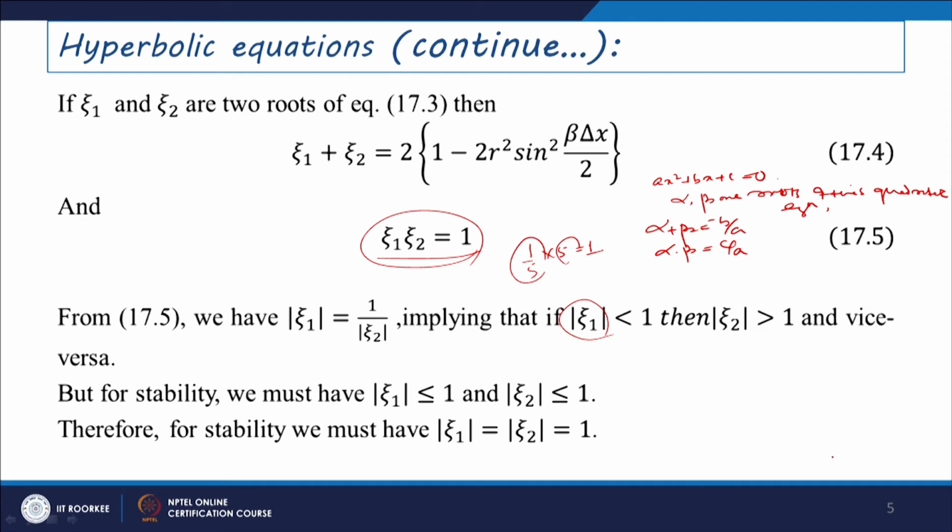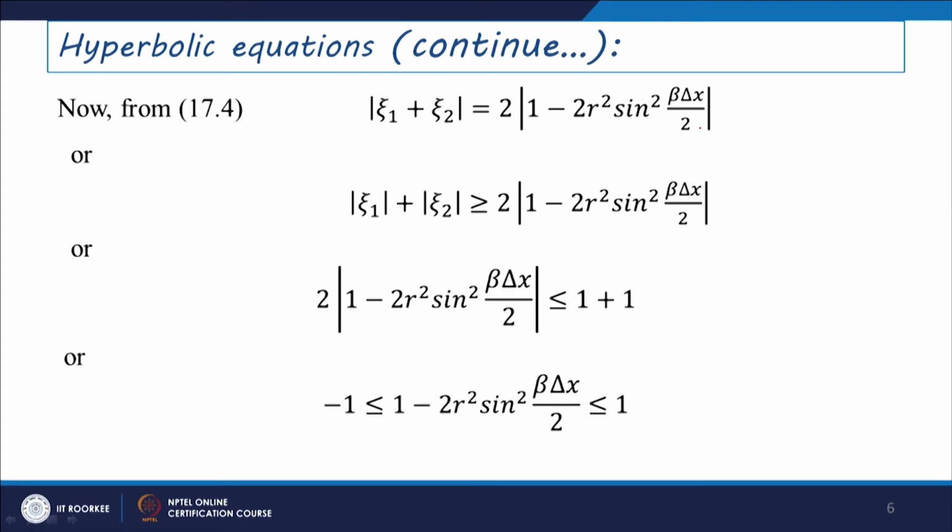So, but for the stability we must have the absolute value of zeta 1 less than or equal to 1 and the absolute value of zeta 2 less than or equal to 1. Therefore, for stability we have to consider the absolute value of zeta 1 equals the absolute value of zeta 2, which equals 1.